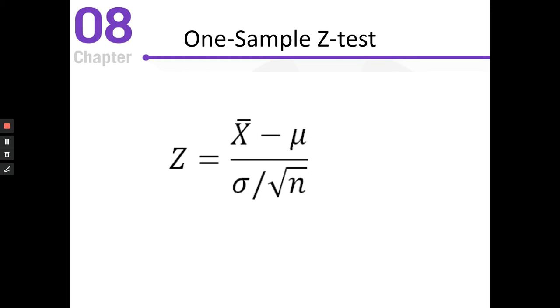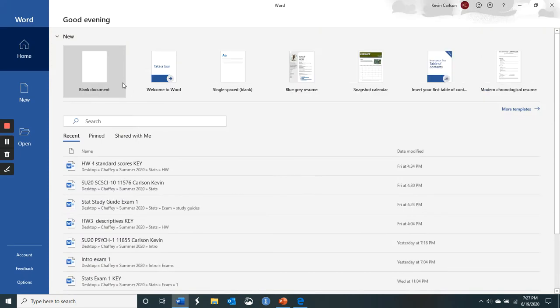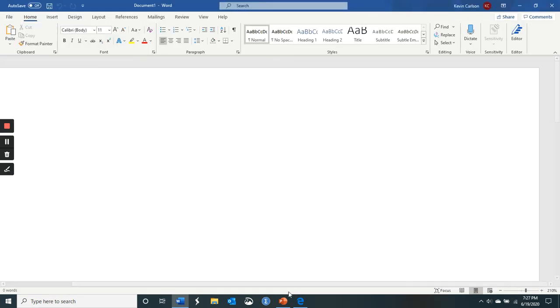And remember, this is a simple extension of the z-score that we just did. So remember, the z-score was this. I think I'm going to draw it. Just give me a second here.